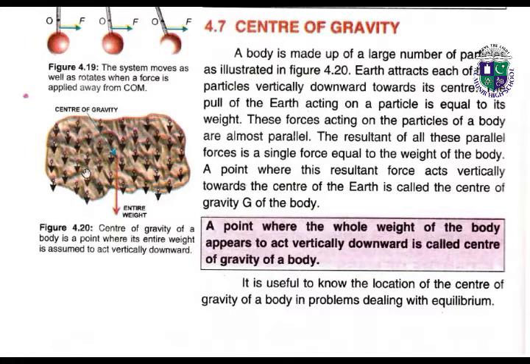These black points are showing that the weight of this body is acting vertically downward, and this is called the center of gravity of the whole body, because we assume that the weight of the whole body lies here. A body is made up of a large number of particles. Earth attracts each of these particles vertically downward, towards its center. The pull of the earth acting on a particle is equal to its weight.